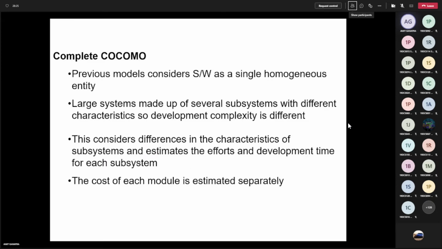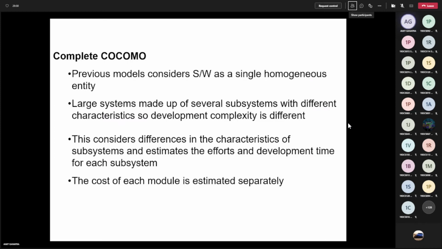And then the third stage is what? Complete COCOMO. Up to intermediate COCOMO, like basic and intermediate COCOMO, we considered software as a single homogeneous entity. But you are aware software can always be divided into front end, back end, middleware and so on. Or even large systems can be made up of several subsystems. If you consider CharuSet ERP, we have so many subsystems, like an exam section, HR, accounts. So these large systems can be made up of several subsystems with different characteristics.